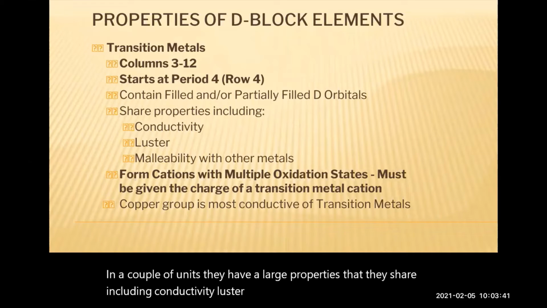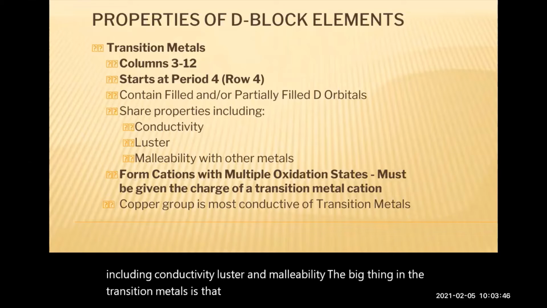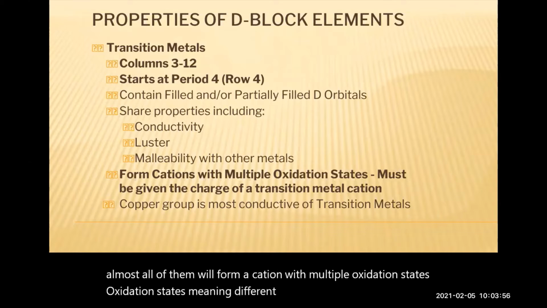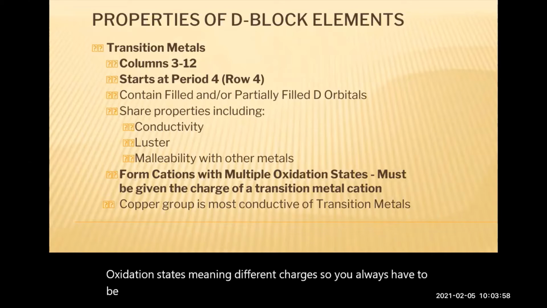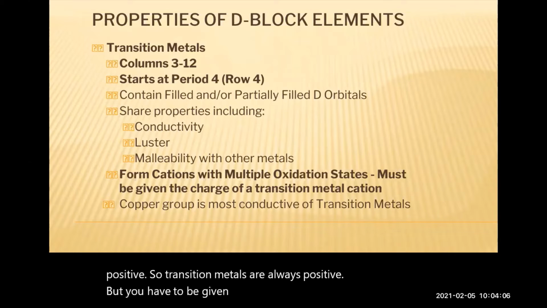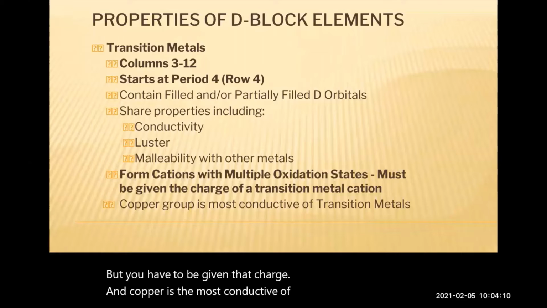The big thing in the transition metals is that you cannot memorize their charges. Almost all of them will form a cation with multiple oxidation states. Oxidation states meaning different charges. So you always have to be given the charge of a transition metal, and they're always positive. So transition metals are always positive, but you have to be given the charge. And copper is the most conductive of transition metals.